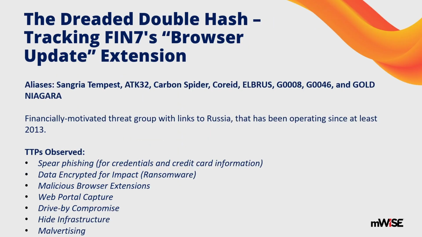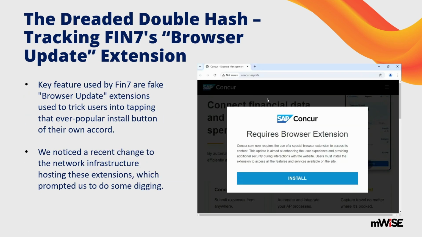So the dreaded double hash. This is for Fin7. We've done a lot of research on them. We currently track an extensive number of their infrastructure, but for this specific talk, we're going to cover their browser update extension. Now, Fin7's, as you can see on the slide, a financially motivated threat group, links to Russia, been operating for just over a decade now. They've been collecting different aliases like baseball trading cards.